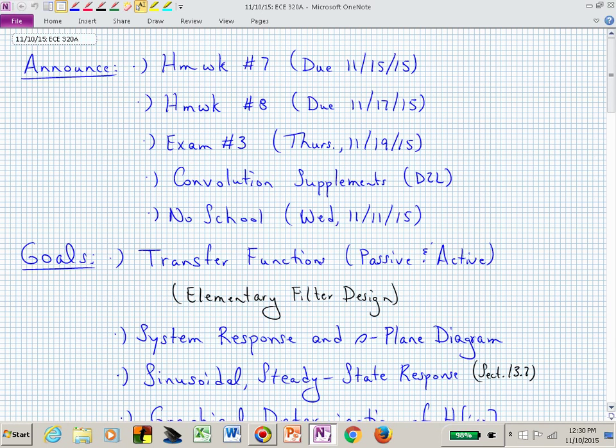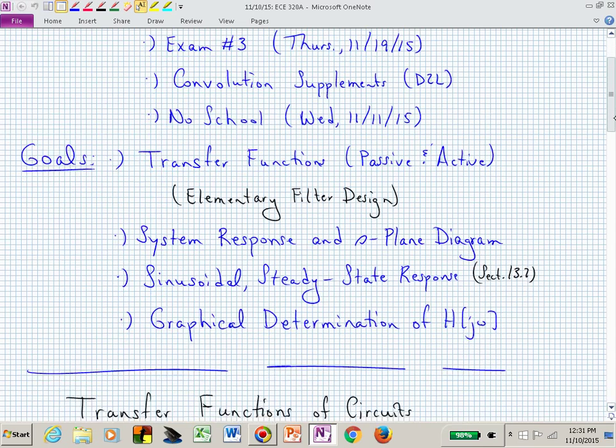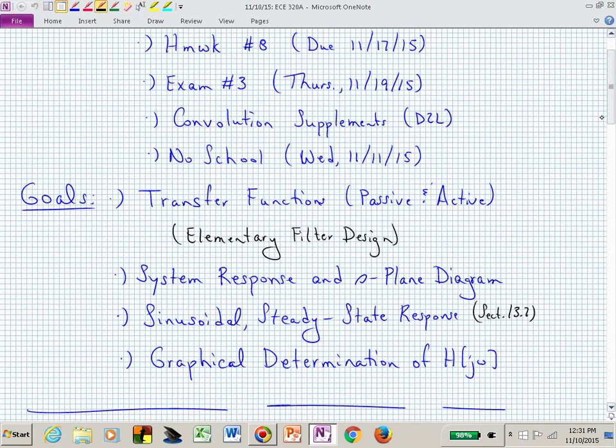There is a convolution supplement, and if you're just now waking up and realizing there is no school tomorrow, just to let you know, we will see each other again on Thursday, but I just about forgot about that and was suggesting to my next class on Wednesday that I would look forward to seeing them.